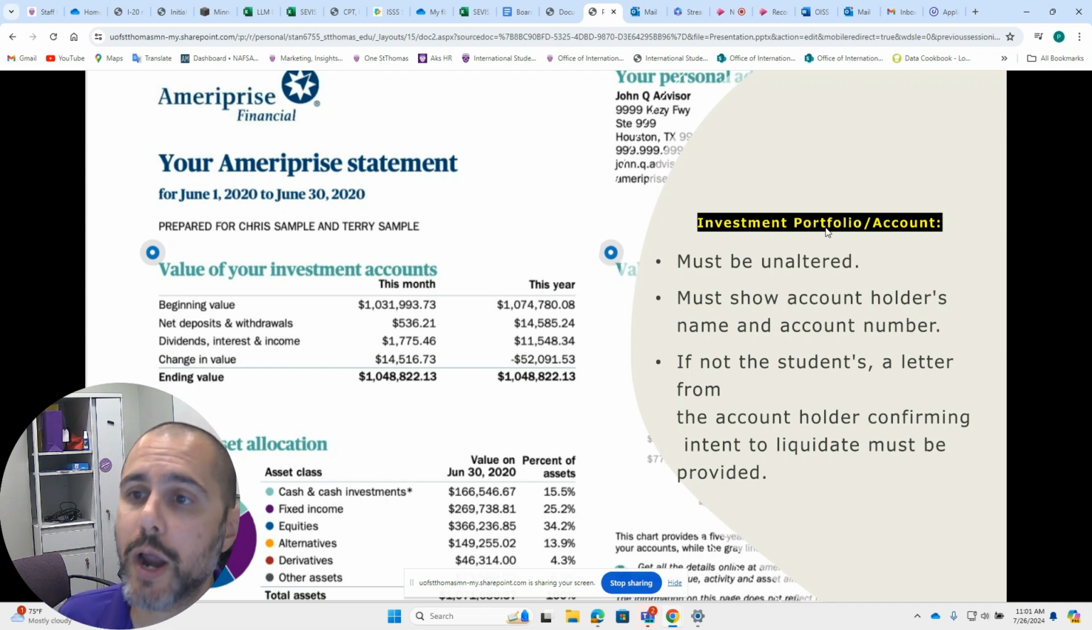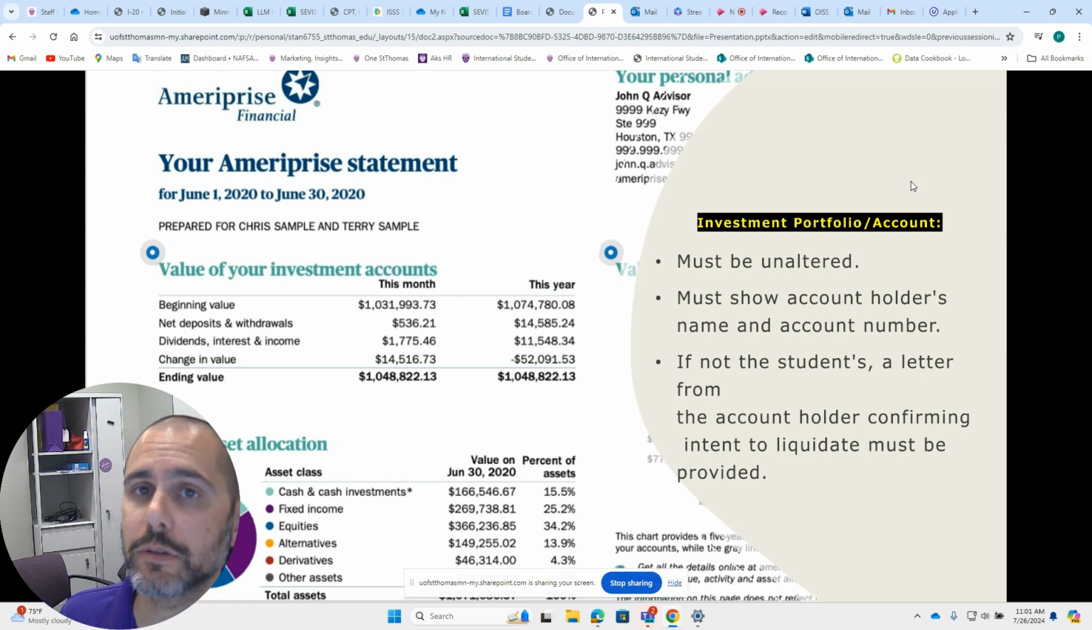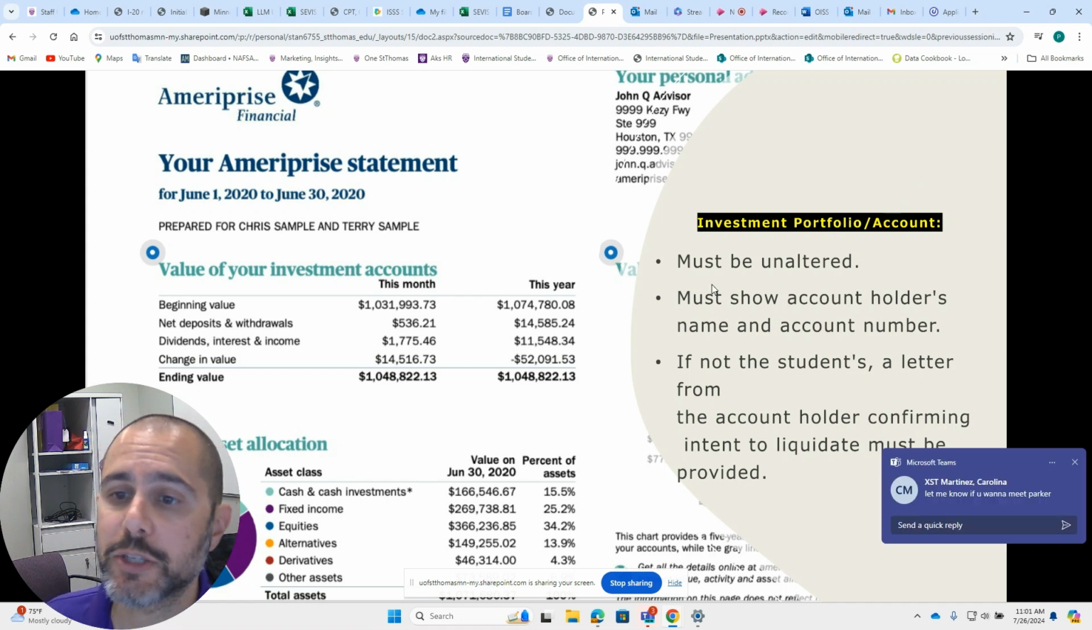Let's say you are trying to use an investment portfolio. How can we make sure that you can use it for an I-20? It must be unaltered.